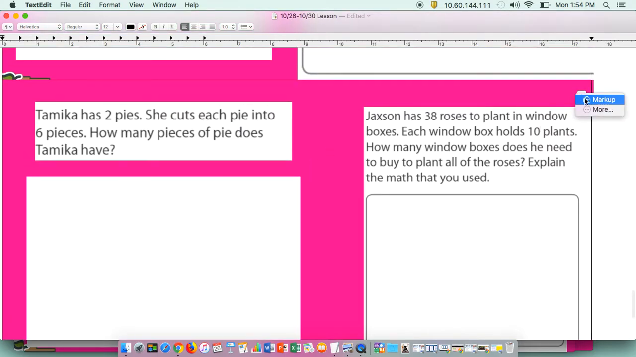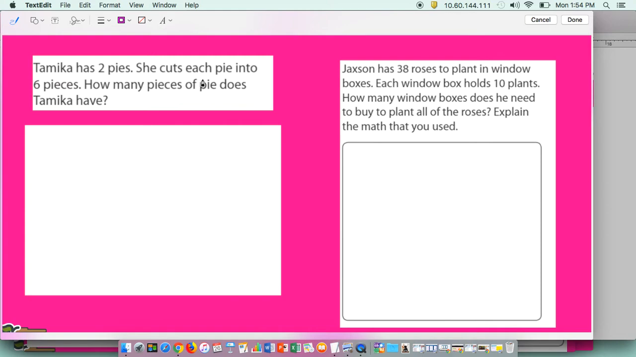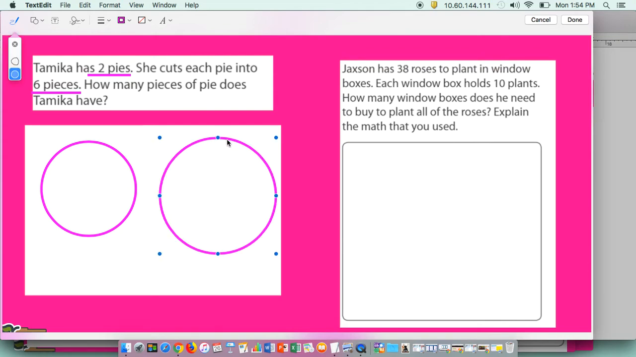All right, so let's do these last two. Pause the video if you're still working on something. Tamika has 2 pies. She cuts each pie into 6 pieces. All right, so I'm going to underline the information: 2 pies, cuts each pie into 6 pieces. How many pieces of pie does Tamika have? So what I can do is draw 2 pies. And I'm going to cut each pie in 6 pieces.